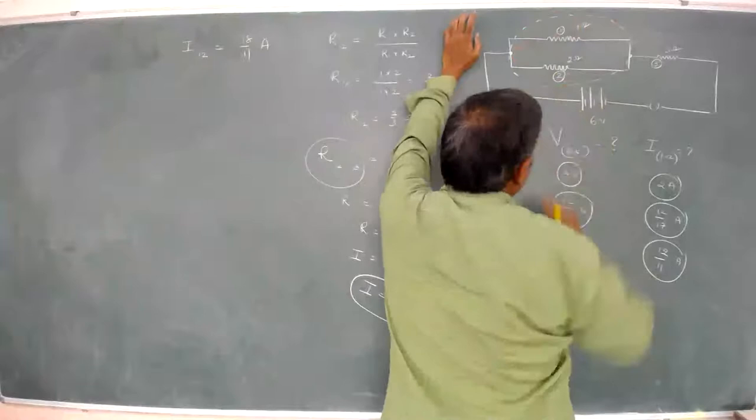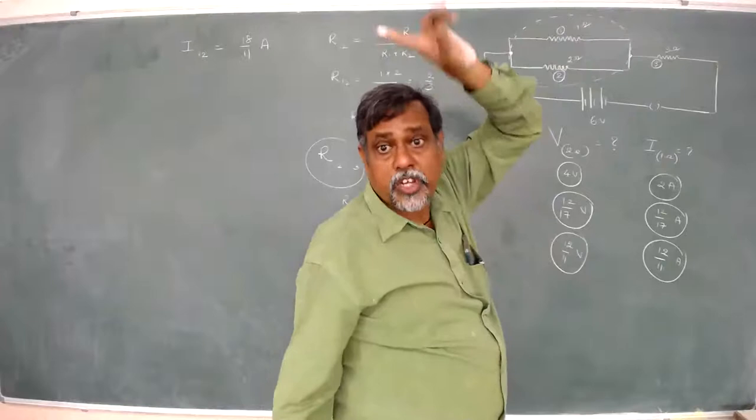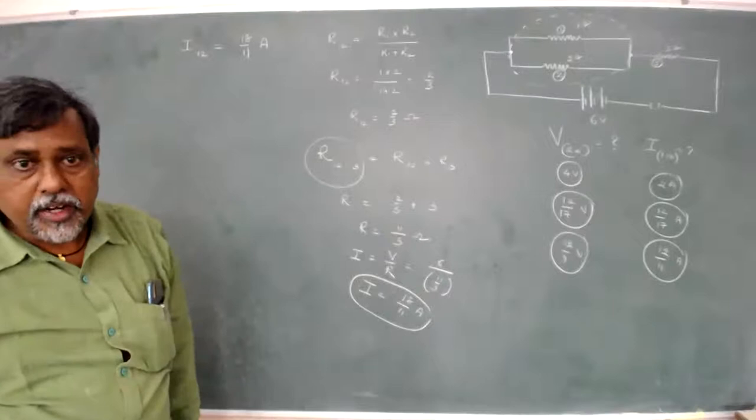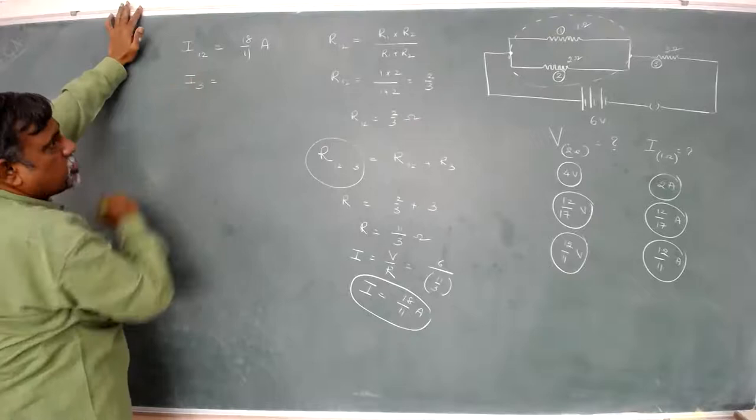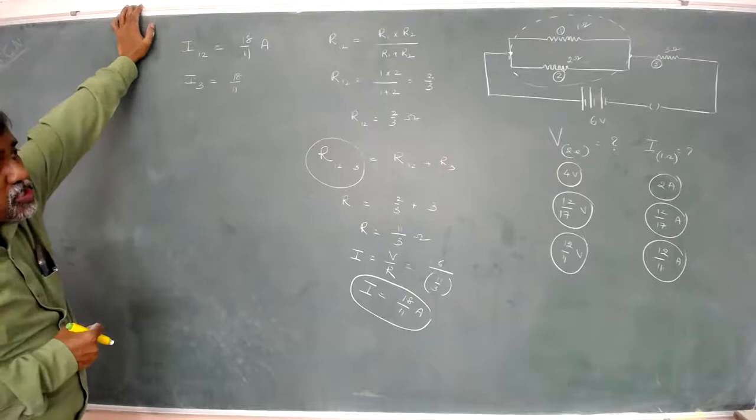If you talk about this and this individually, then that 18 by 11 will split. In the parallel combination current splits, potential remains constant. Now I3 should also be equal to 18 by 11. What do we have to calculate? It's the potential across 2 ohms, this we need to calculate.